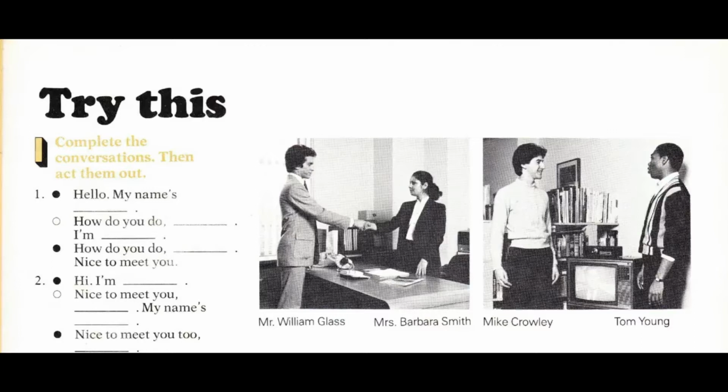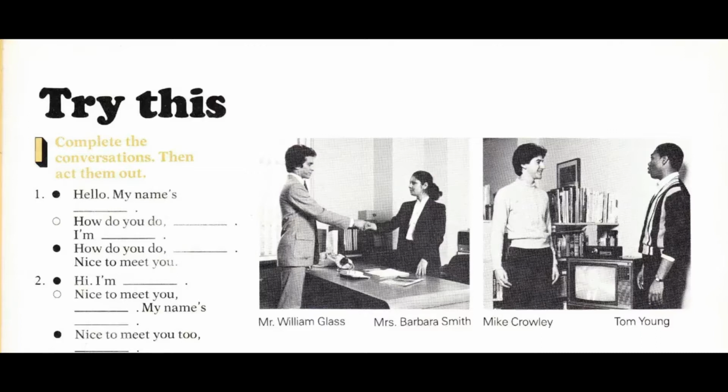So this is a friendly and informal conversation. On the left side, exercise 1 says, complete the conversations, then act them out. Means perform them, do them. We have some blanks. It says, hello, my name's something. Then, how do you do? Blank, I'm blank. How do you do? Blank, nice to meet you. In the blanks, we should fill in the names. So what do you think we should write? Which names should we write? Could you think about them?